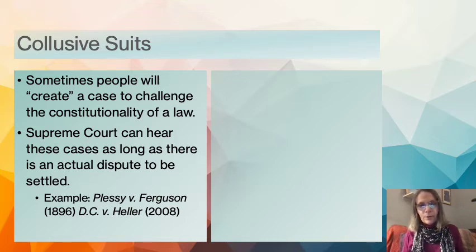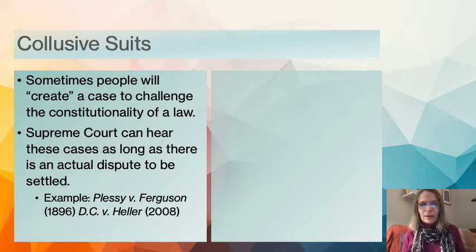In Plessy, it was about a Louisiana law that said that African Americans had to ride in separate train cars than white Americans. African Americans had to be separate from whites. They had their own cars. And Homer Plessy, they knew about that law, and there were interest groups that worked to challenge that law. So Homer Plessy got on the train, and he was fined for violating that Louisiana state law.